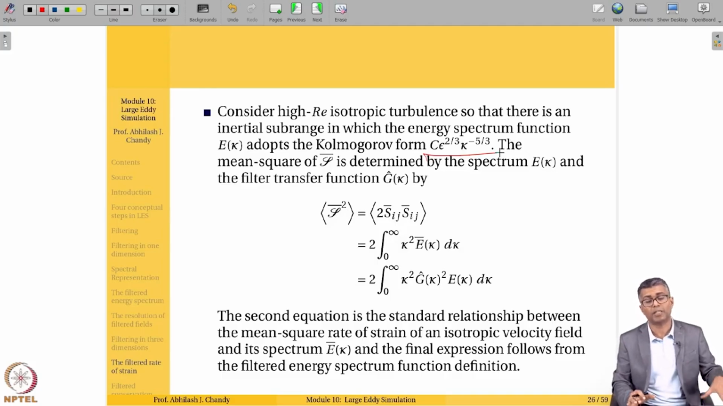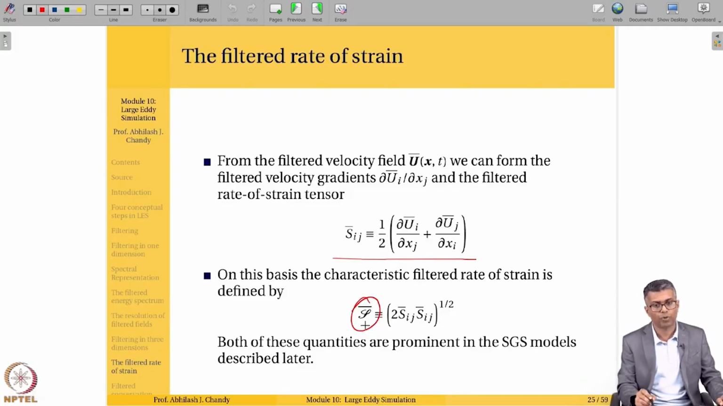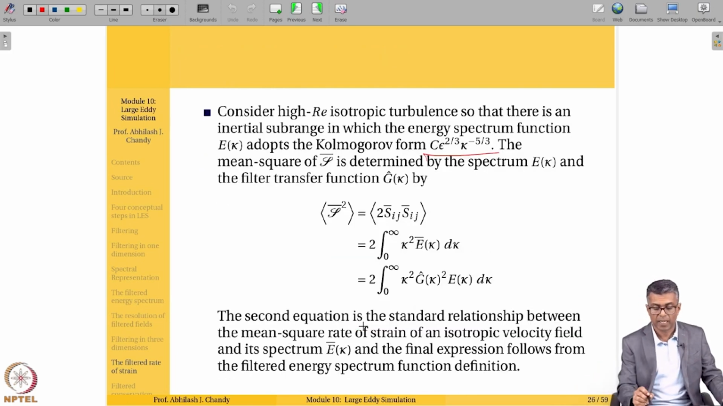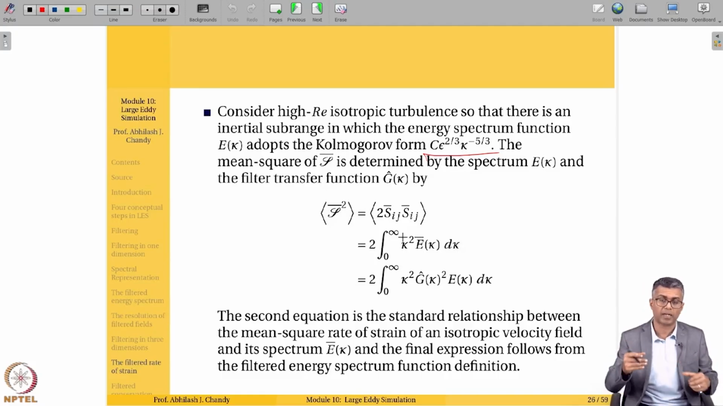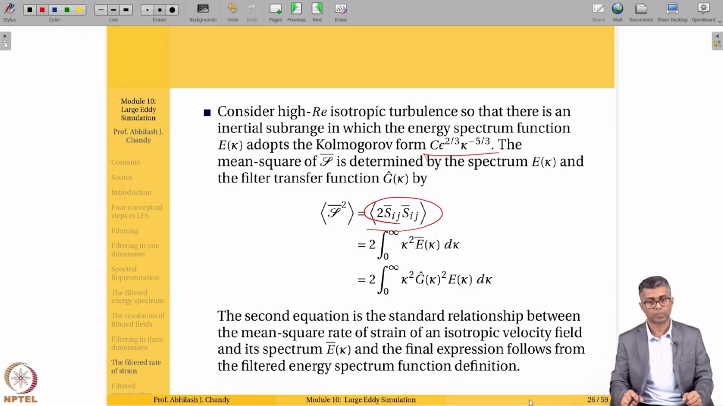Now, if you calculate the mean square of S bar, as in S bar squared mean, all I'm doing is just squaring it and then taking a mean of it. What I get is 2 Sij, and since I squared it, the square root went away, and then I have a mean, and that's what I have: 2 Sij bar, mean. This mean represents time average.